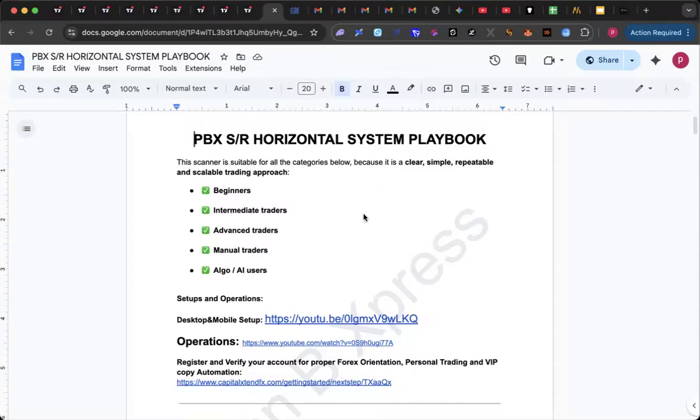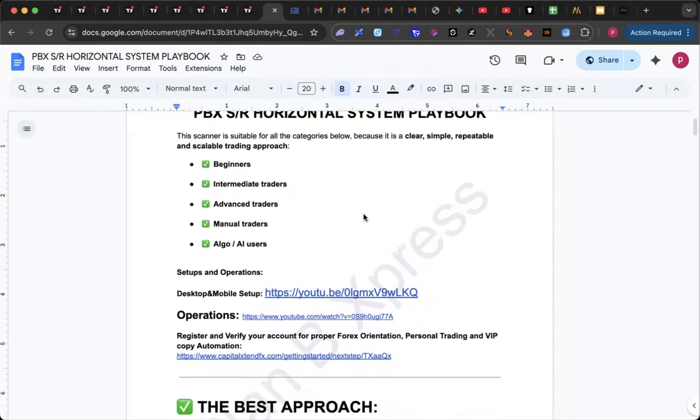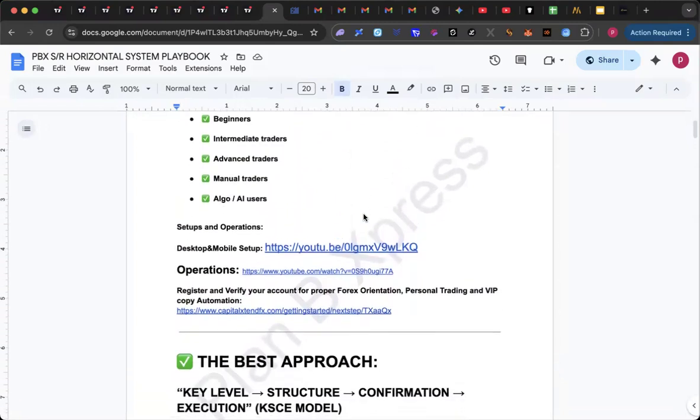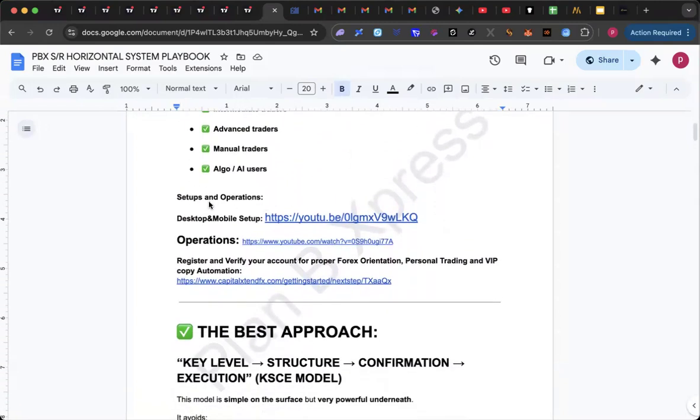Congratulations now that you have installed your scanner. Of course, you are supposed to go through this script. This script was sent to you, and you are supposed to go through it. Once that is installed, you say setups on operation.